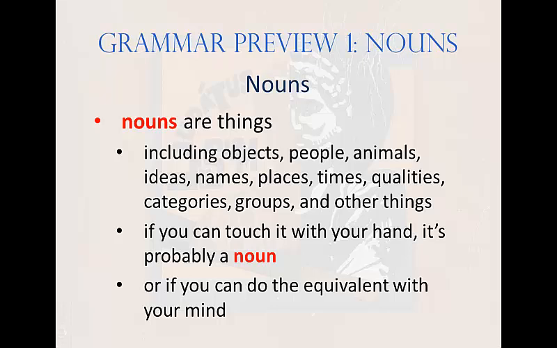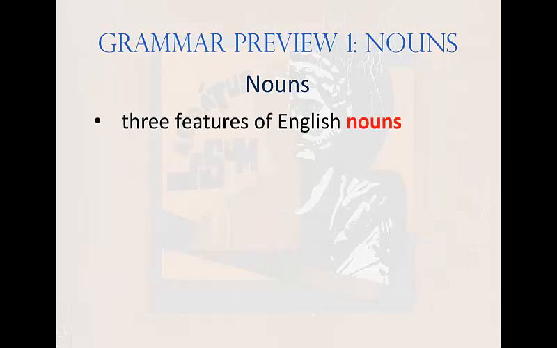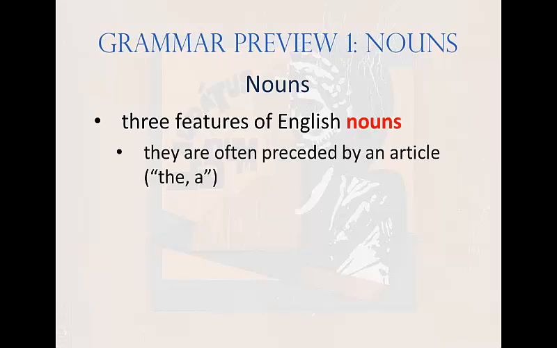Identifying nouns in English is not hard. Most have one or more of three characteristic features. 1. English nouns are often preceded by one of two articles, the or a. Articles are small words used with a noun that act like weak forms of this or some. For instance, the car, a doctor, a mother, the mind.